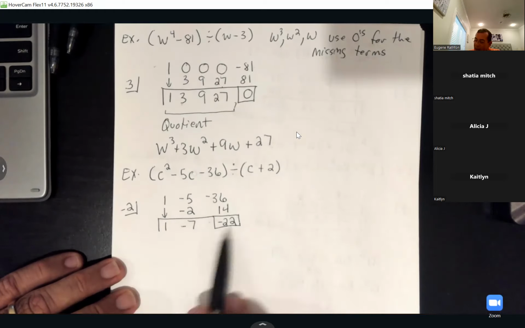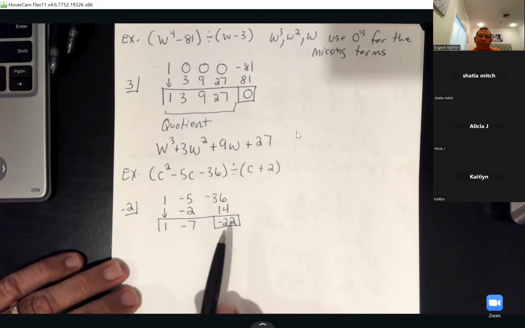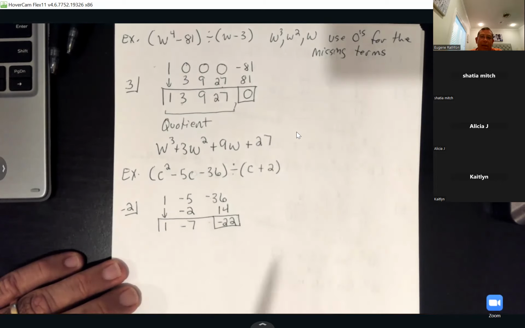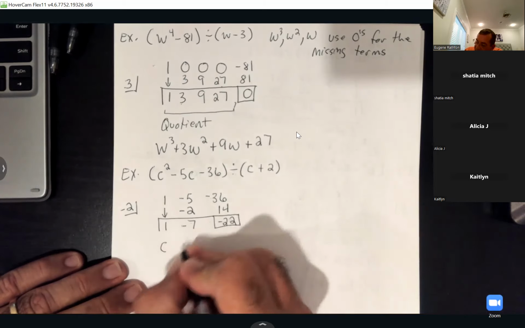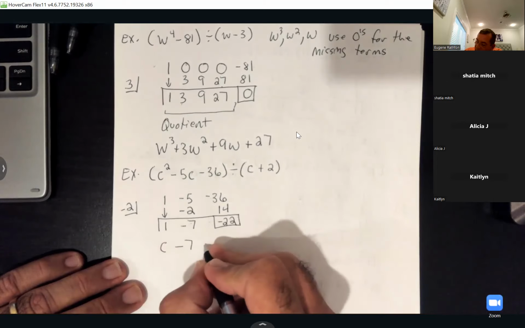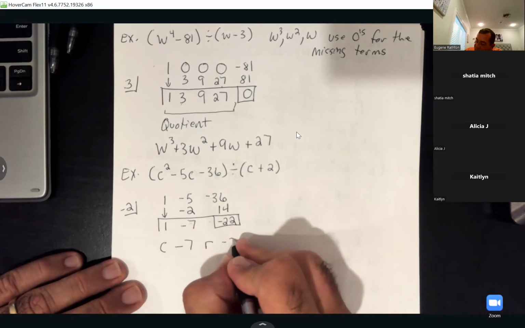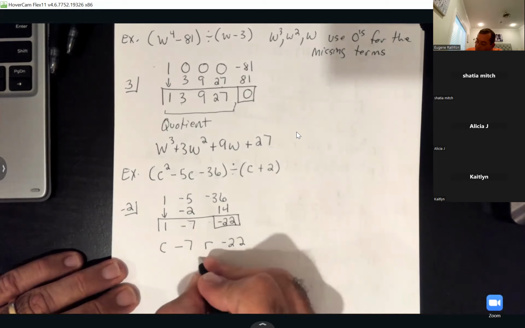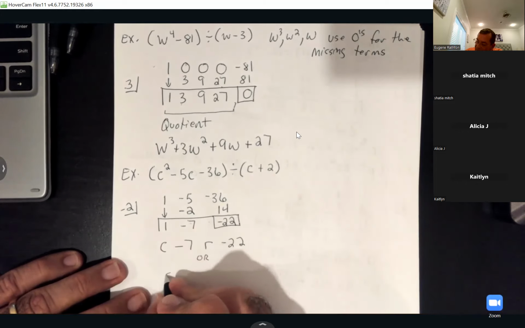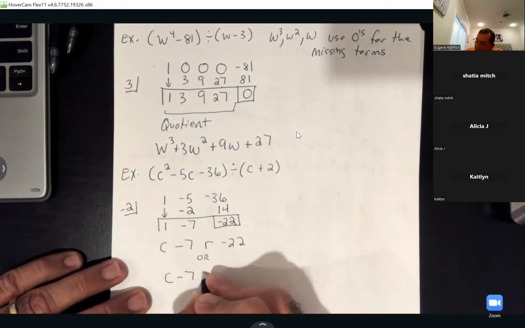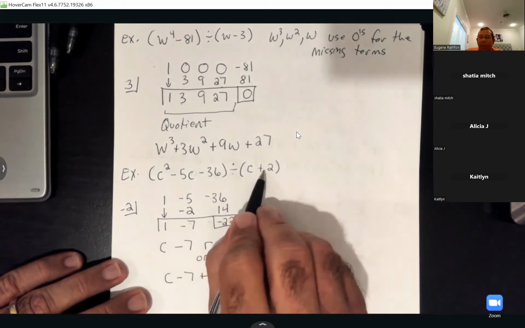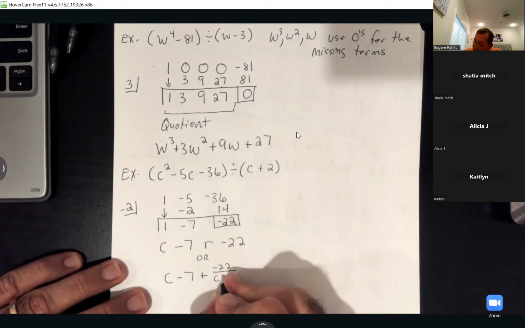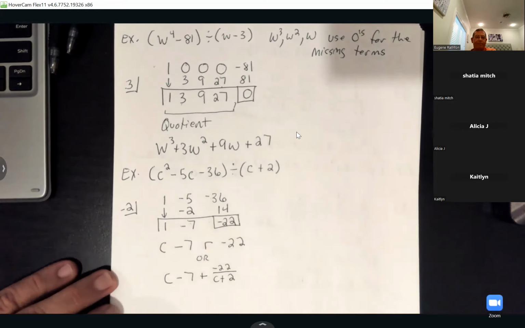All right, so I'll write this one both ways so that you can see what I did to that one a while ago. So remember, 1 degree less than a C^2 means this is a C - 7. My remainder was negative 22. Or I could write that as C - 7 plus my negative 22 over what I divided by, which was my C + 2.